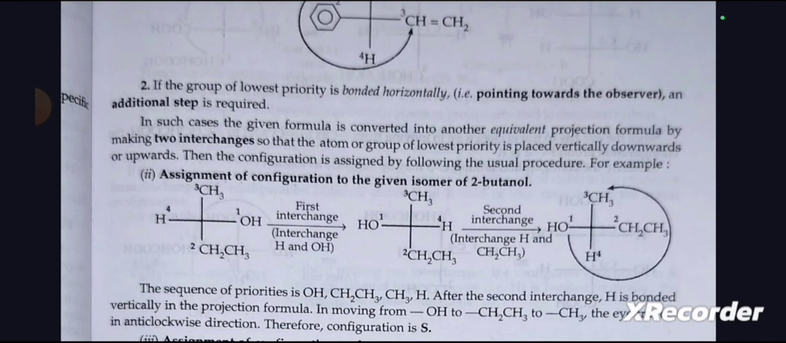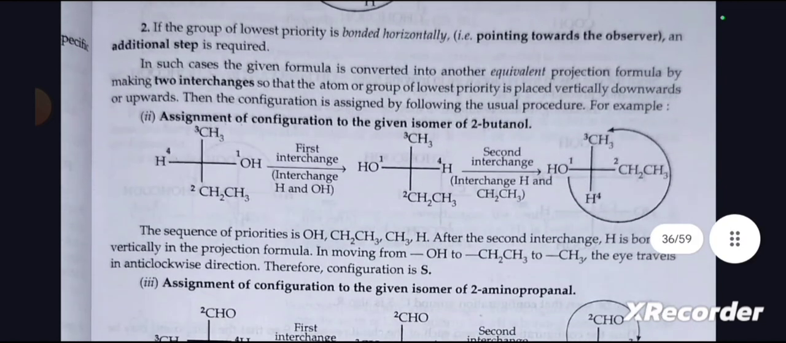Second, if the group of lowest priority is bonded horizontally, that is pointing towards the observer, an additional step is required. In such a case, the given formula is converted into another equivalent projection formula by making two interchanges so that the atom or group of lowest priority is placed vertically downwards or upwards. Then the configuration is assigned by following the usual procedure.